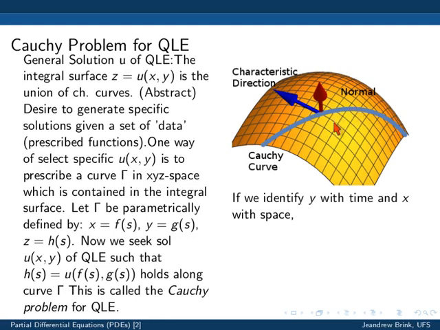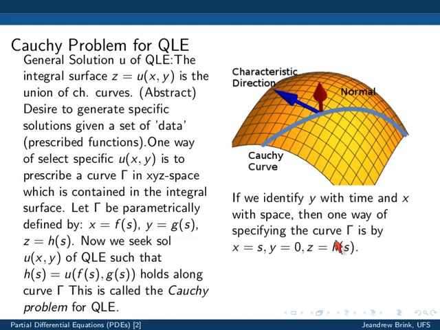Okay, so this is just to get to the initial value problem. If we identify y with time and x with space, then one way of specifying this curve gamma is as follows: x equals s, y equals 0, so time equals 0, z equals h of s, which is exactly the initial value problem we're using in the advection equation. So the initial condition is a special case of the Cauchy problem, but with the Cauchy problem you can do more things.